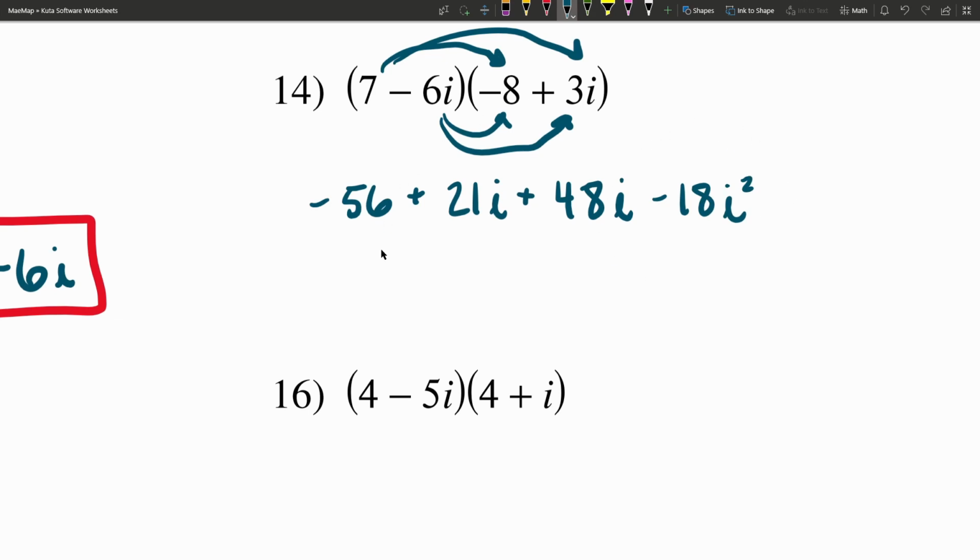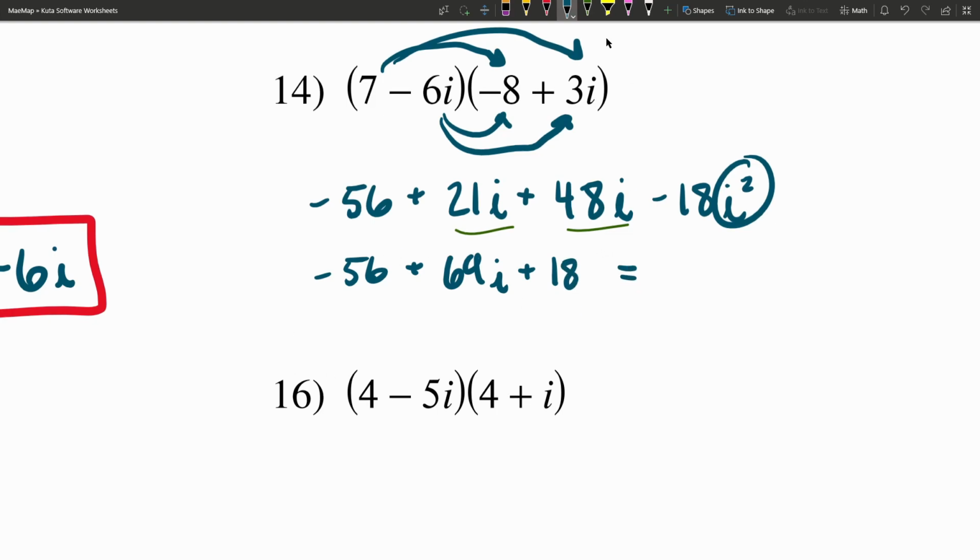So simplifying this down, we can combine 21i and 48i together. So we have negative 56 plus, that sums to be 69i, and then we're subtracting 18 times i squared, 18 times the negative 1, since i squared is negative 1. So as opposed to subtracting a negative 18, we'll add a positive 18.